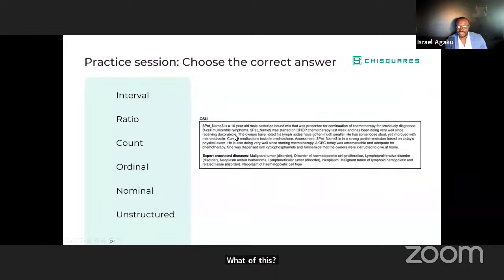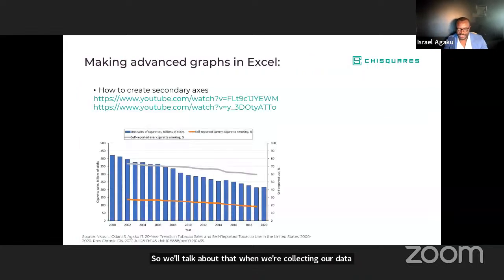This is just text. Yeah, this is unstructured. And so we need to also know how to analyze unstructured data as well. So we'll talk about that when we're collecting our data. So for now, let's proceed.